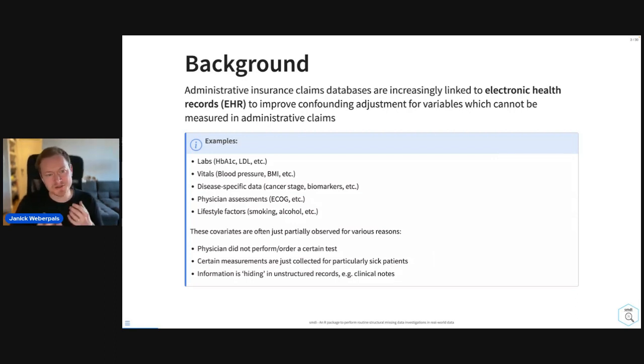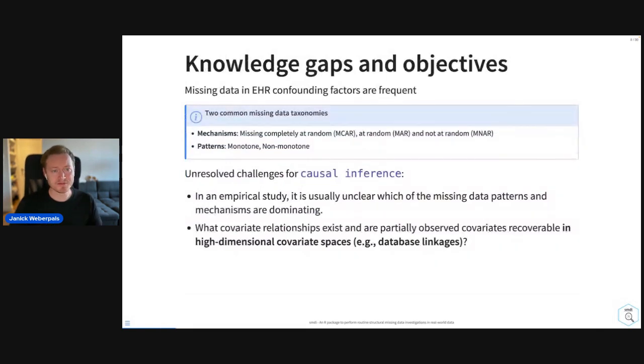One of the biggest issues we have is partially observed or missing data in variables that are quite important that we want to measure as potential confounding factors, and this can be labs, vitals, lifestyle factors, and so on. And the reasons for the missingness can be manifold and are often not really known. And so there are a couple of missing data taxonomies, such as missing data mechanisms according to Rubin, and missing data patterns such as monotone and non-monotone.